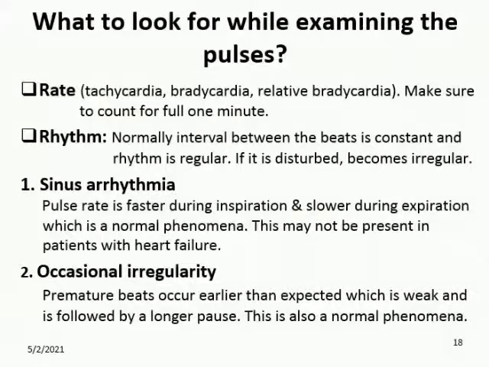What to look for while examining the pulses? First, assess rate, and assess for tachycardia, bradycardia, and relative bradycardia, and make sure to count for a full 1 minute. Second, assess for rhythm. Normally the interval between the beats is constant and the rhythm is regular. Then check if it is disturbed or becomes irregular.